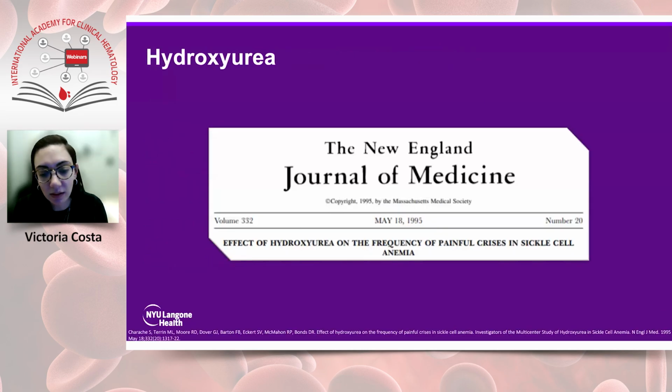So hydroxyurea came out in the 90s, and continues to be a well-known option for sickle cell patients. Its mechanism of action, it kind of works via different ways, but ultimately leads to an increase in hemoglobin F, which is protective, and prevents sickling. And this can really help people with vaso-occlusive crises.